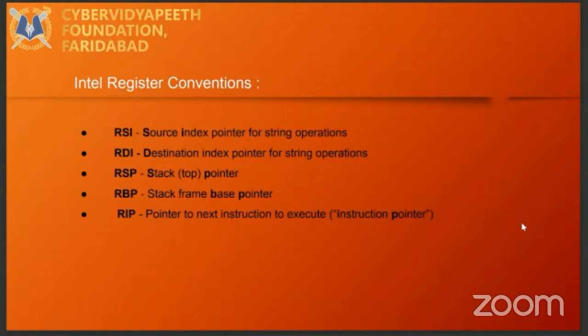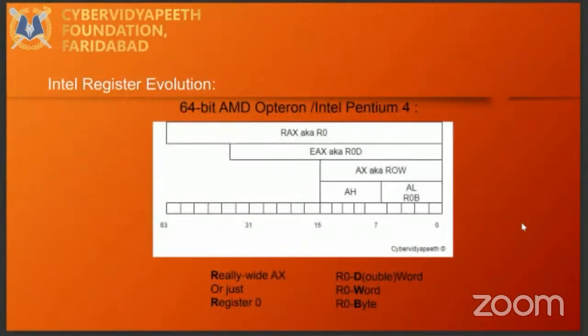So these are some registers. Just like RAX, by the way, note the term RAX. RAX is really wide AX. I know, again, Intel is not really good with the naming thing, as you can clearly see here, but it's what we have, it's what we got to work with.